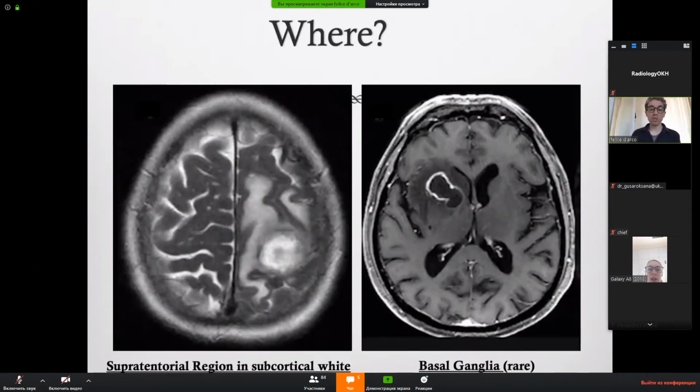So where? The supratentorial region in each lobe, typically in the subcortical white matter. Why? Because it's very vascularized. Same for the basal ganglia. Although these are rarer, they are common with specific agents. For instance, streptococcal infection can typically give you a basal ganglia abscess. So you can use location, first of all, to understand the pathophysiology.